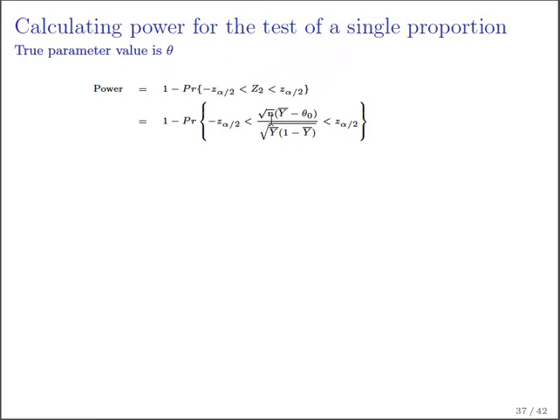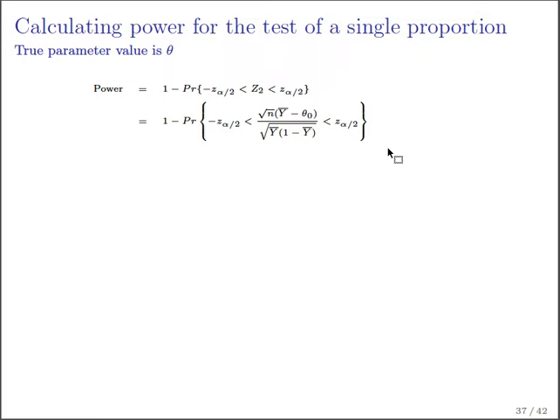What I want to do is fool around with this until I get y bar minus the real theta, not y bar minus theta zero. So I'm going to multiply all three terms by the square root of y bar times 1 minus y bar, and divide by the square root of n. Then I'm going to get rid of the theta 0 by adding theta 0 to all three sides.